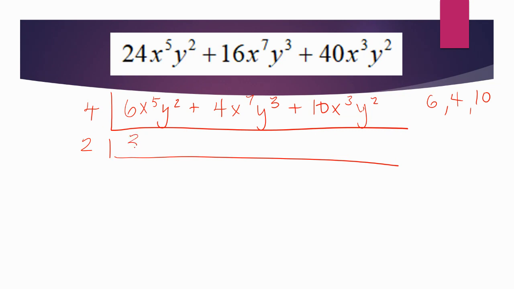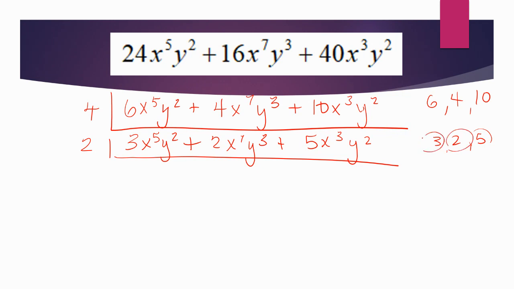6 divided by 2 is 3. 4 divided by 2, or 2 times what gives me 4, is 2. I'm not messing with our variables yet. And 10 divided by 2, or 2 times what gives me 10, is 5. And again, we're going to leave our variables alone. So right now I have 3, 2, and 5. Prime, prime, prime. So we're done. Can't do anything with our numbers.